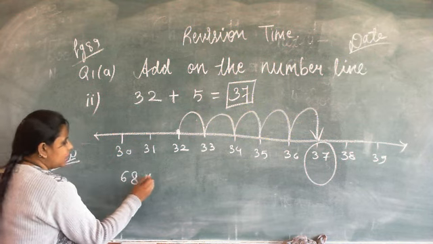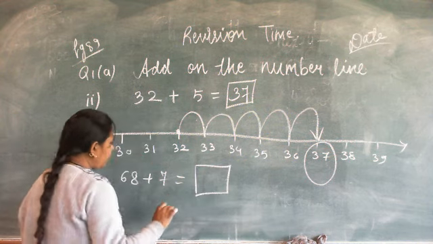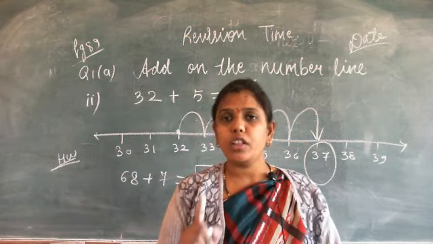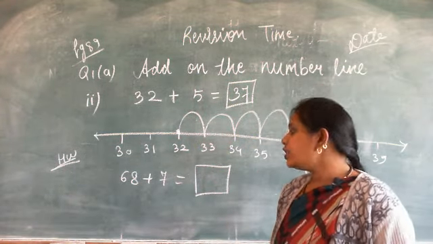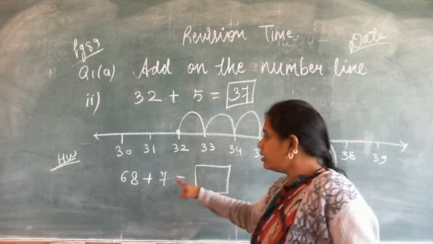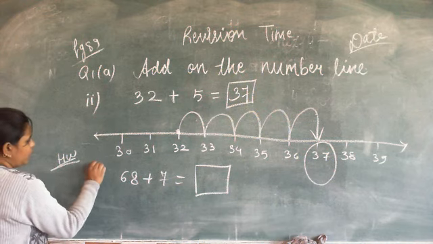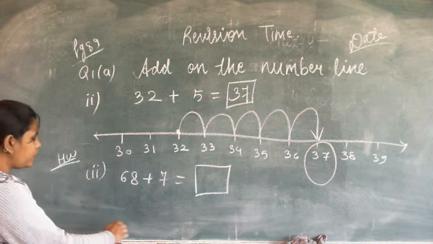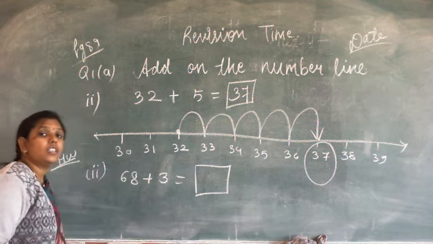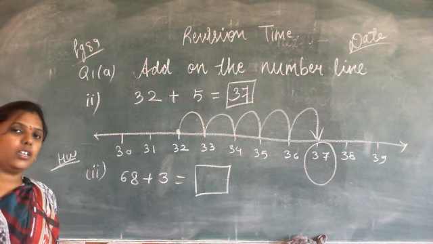68 plus 7 is equals to. So you have to draw the number line also. And which number you have to write while you are doing this question? 68 number जो है वो number line पे आना चाहिए. Okay. So 68 plus make it 3. 68 plus 3 is equals to.